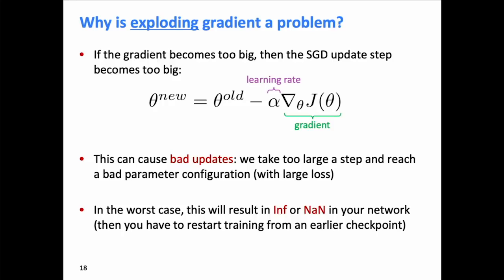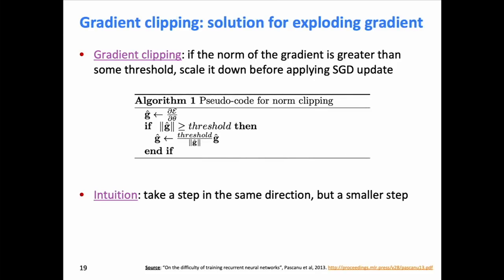So what's the solution to this exploding gradient problem? The solution is actually pretty simple, and it's this technique called gradient clipping. The main idea of gradient clipping is that if the norm of your gradient is greater than some threshold, and the threshold is a hyperparameter that you choose, then you want to scale down that gradient before you apply the SGD update. So the intuition is that you're still going to take a step in the same direction, but you're going to make sure that it's a smaller step.